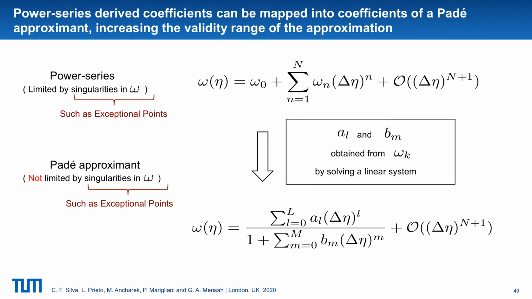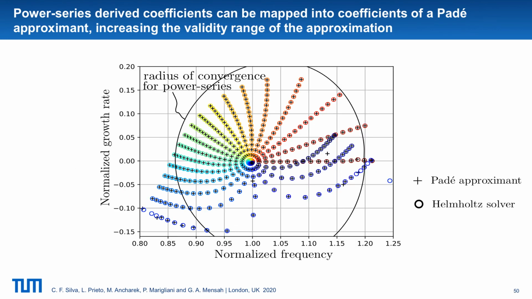And this mapping from the coefficients of the power series to the coefficients of this rational function, the Padé approximant, is actually straightforward. You just need to know the coefficients omega k and then solve a linear system to obtain the coefficients A_L and B_M. And this is like magic actually, because you can see that the Padé approximant, now represented by these crosses, also has good accuracy even outside the radius of convergence of the power series.